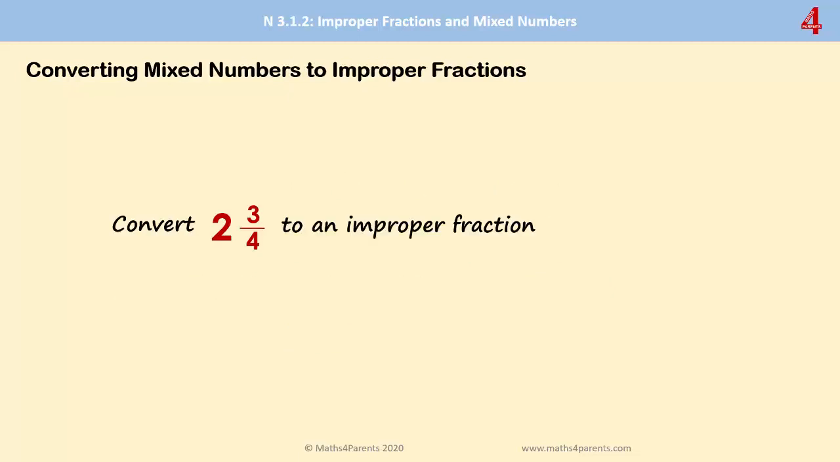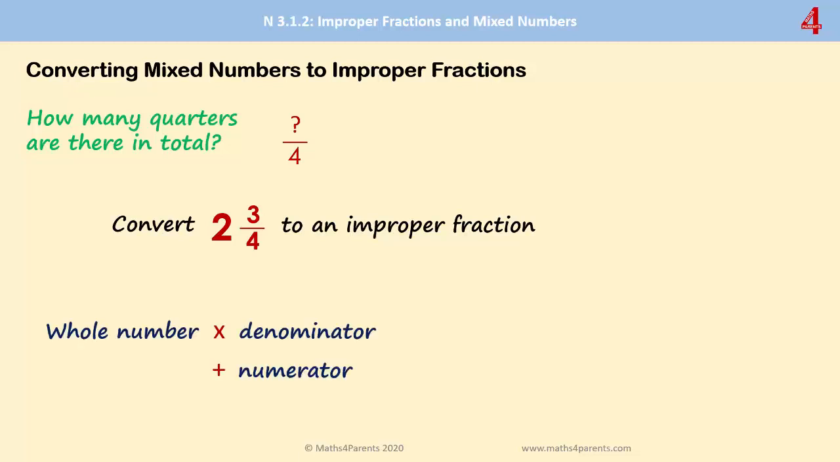This time we're converting mixed numbers to improper fractions. And we're looking for how many quarters there are in total in 2 3/4. The process for this is whole number multiplied by the denominator, then add the numerator. Whole number times denominator, 2 times 4, that's 8. And then we add on the numerator, which is 3. 8 add 3 is 11. So we have 11 quarters.